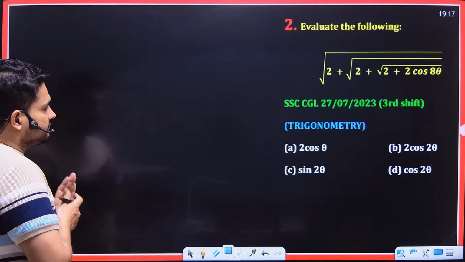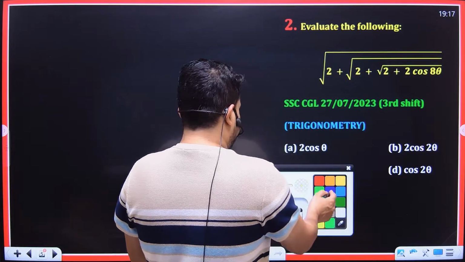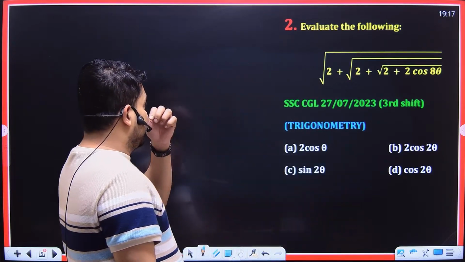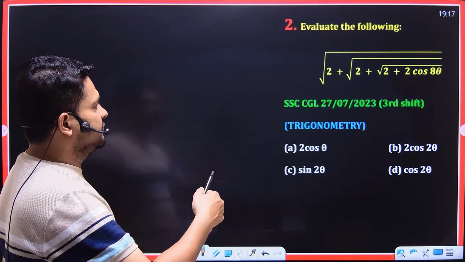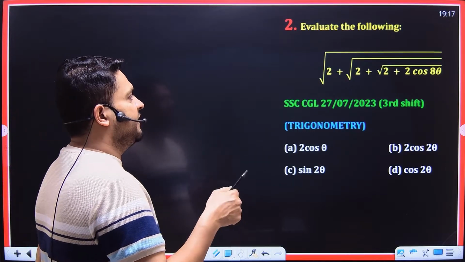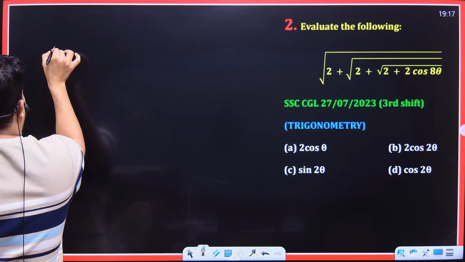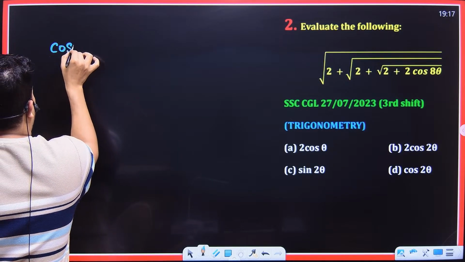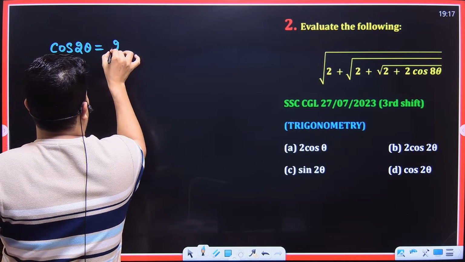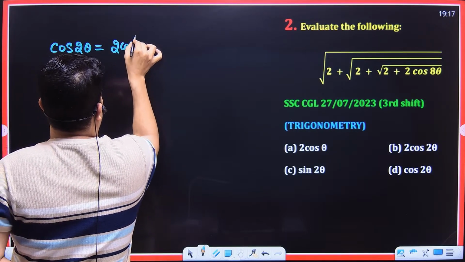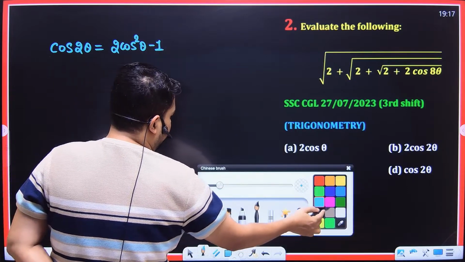Next. This question was asked in trigonometry. Evaluate the following: the square root of 2 plus the square root of 2 plus the square root of 2 plus 2 cos 8 theta. The concept here is that cos 2 theta is equal to twice cos square theta minus 1. This is an identity of trigonometry.